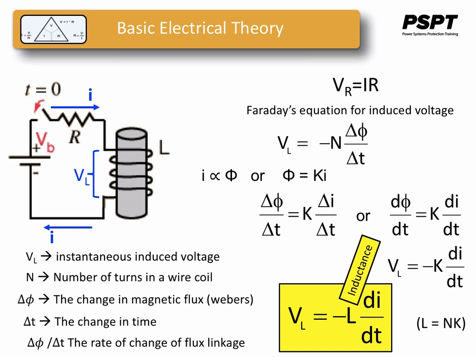In this equation of inductance, if VL is equal to 1 volt and DI by DT is 1 ampere per second, then L is equal to 1, and its unit is Henry. That means if the circuit produces an EMF of 1 volt due to the rate of change of current through it of 1 ampere per second, then the circuit is said to have 1 Henry self-inductance. This Henry is a unit of inductance.